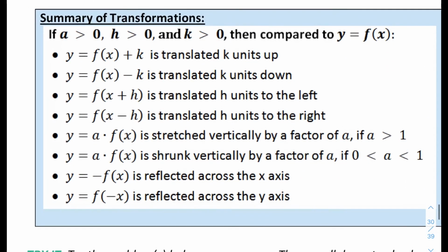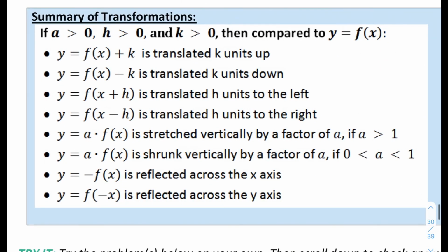And here's a quick little summary of all the transformations that we've talked about.